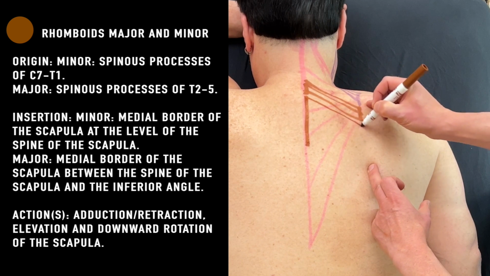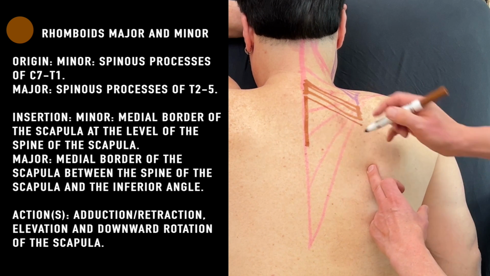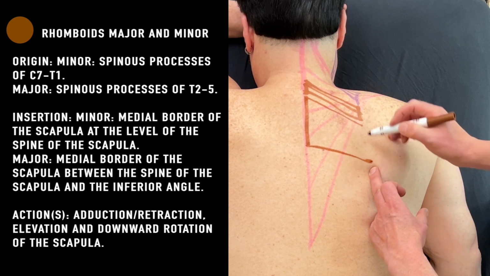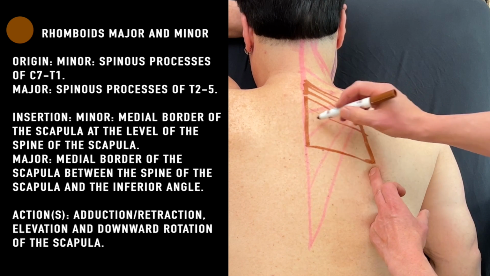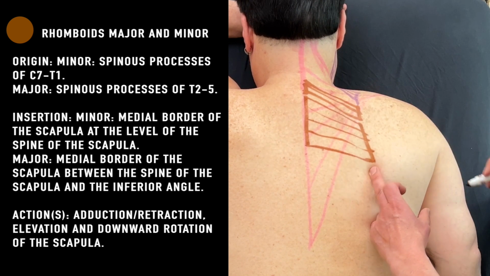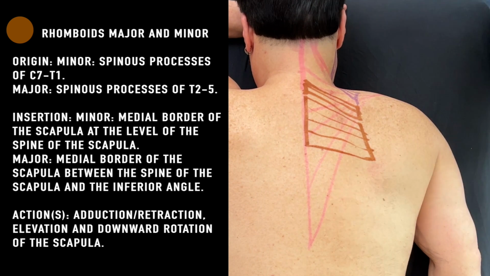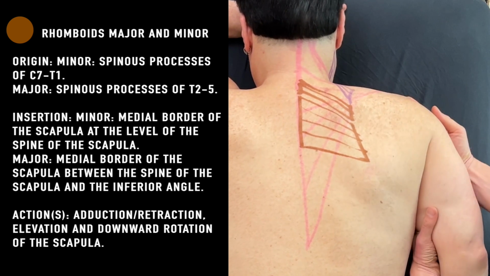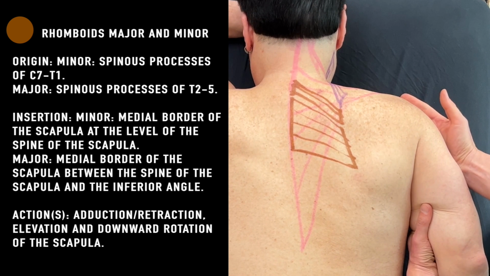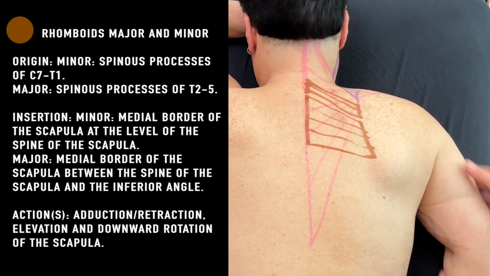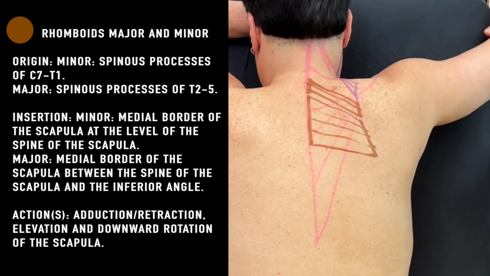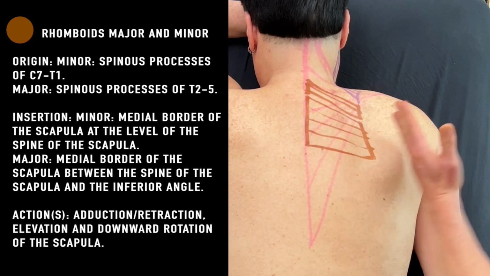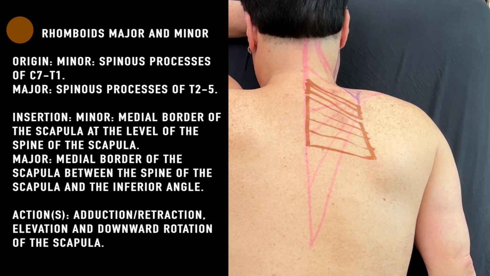And the insertion is going to be the medial border of the scapula from the spine, not quite to the inferior angle, but pretty close. Functionally, they act together to adduct and/or retract the scapula. They will also assist with downward rotation of the scapula if the scapula is upwardly rotated to get started.